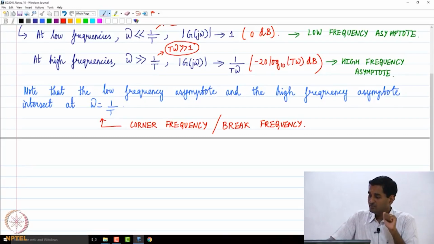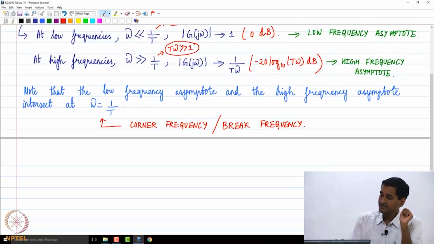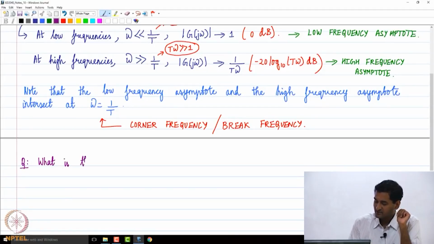Okay. Now let's plot them. But before we plot, let's ask ourselves a question: what is the slope of the high frequency asymptote?